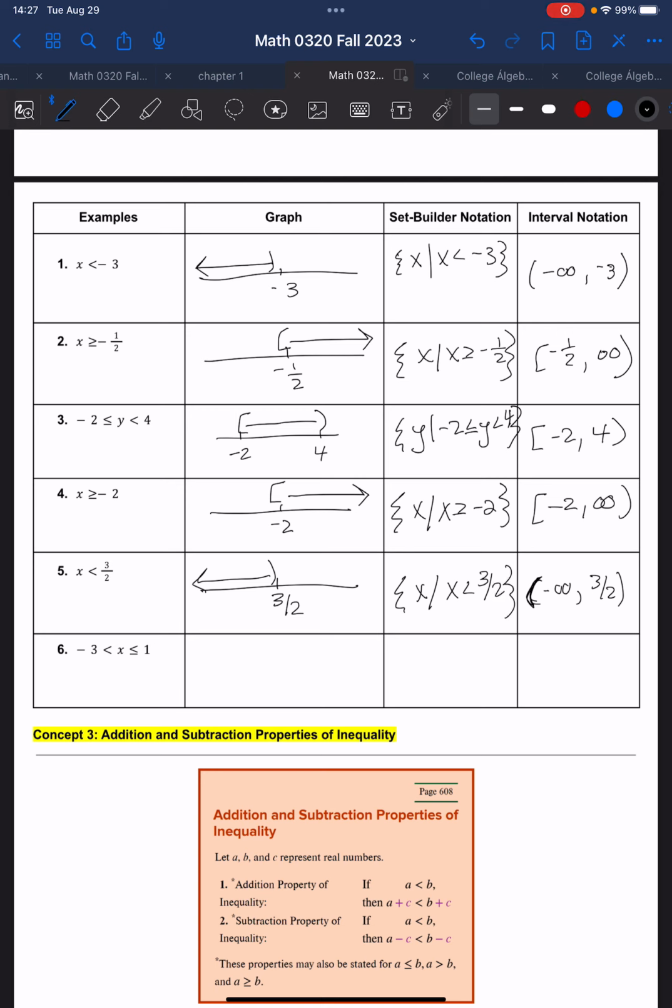Okay, last example for concept 2. We have, again, a compound inequality using only less than symbols, meaning our numbers are going to be in between. So -3 and 1, we know it's going to be in between. The first symbol is less than, so that is a parenthesis. And our last symbol is a less than or equal to, so that is a bracket. So we have parenthesis -3, comma 1, bracket for our interval notation. Then I do my set builder, so x such that -3 less than x less than or equal to 1. Okay, so that concludes concept 2.